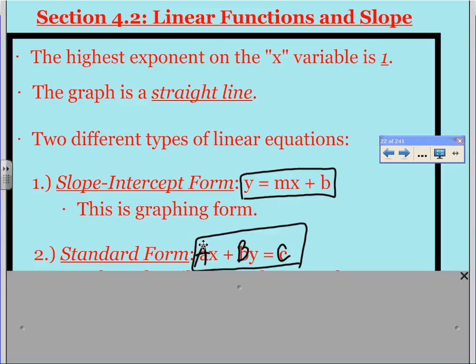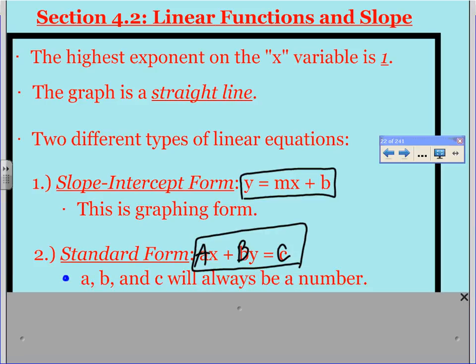Now, there are restrictions with standard form. There's 3 things I'm going to tell you. The first thing is A, B, and C will always be a real number. In other words, A, B, and C will always be a number. This is going to be a number, this is going to be a number, this is going to be a number. The highest exponent is still a 1, so you're not going to have any issues with these exponents changing. It still has a power of 1.